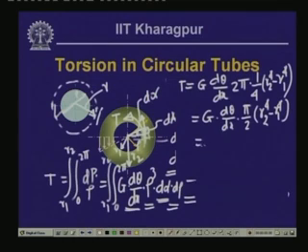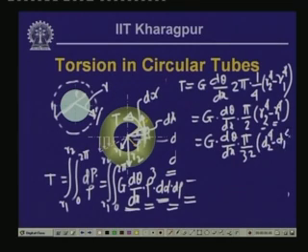And if we write it in terms of diameter, then this is equal to G d theta dx. Now, R is half the diameter, where d2 is the outer diameter and d1 is the inner diameter. So, this is 16, so pi by 32 times d2 to the power 4 minus d1 to the power 4. This particular term, as you remember, last time we designated as J, which is nothing but the polar moment of inertia.